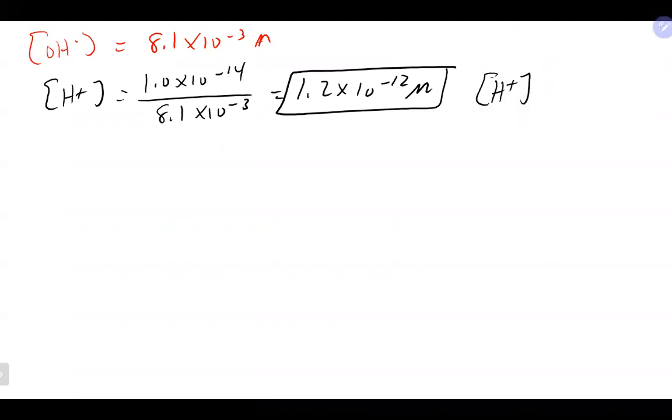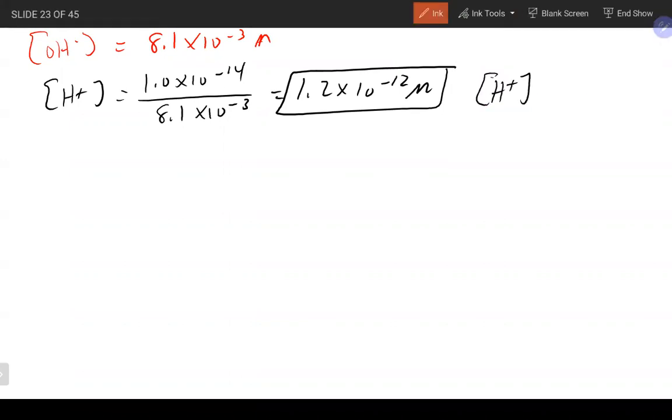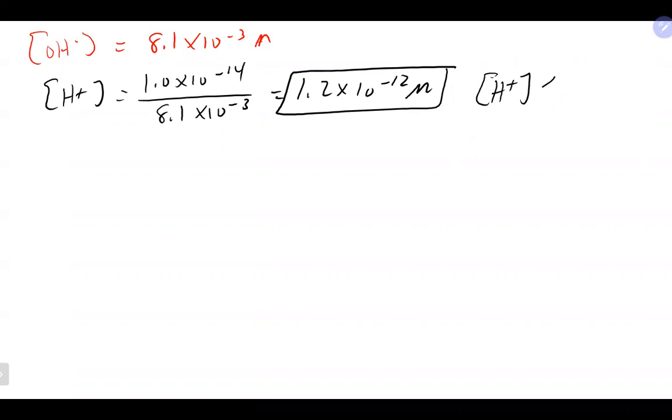Let's try that again. The H plus concentration is less than the OH minus concentration. There we go. That means that this solution is going to be basic, as there's more OH minus than H plus in that solution. Any question on any of those calculations there?